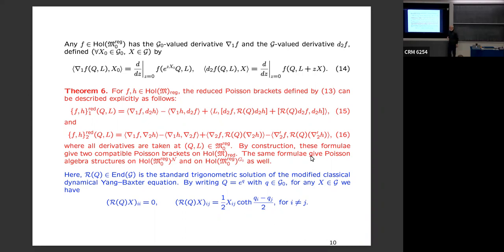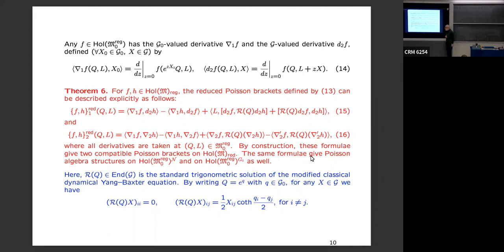So what is the dynamical R-matrix here? It depends on Q. This group element is some exponential of little q, and then this is a linear operator on gl_N(C), and X is an element of gl_N(C). The diagonal part of the result is zero, so it is zero on the diagonal subspace of gl_N(C). On the off-diagonal part, it is given by an explicit formula where hyperbolic cotangent appears. This is a very basic trigonometric solution of the classical dynamical Yang-Baxter equation, the modified classical dynamical Yang-Baxter equation.